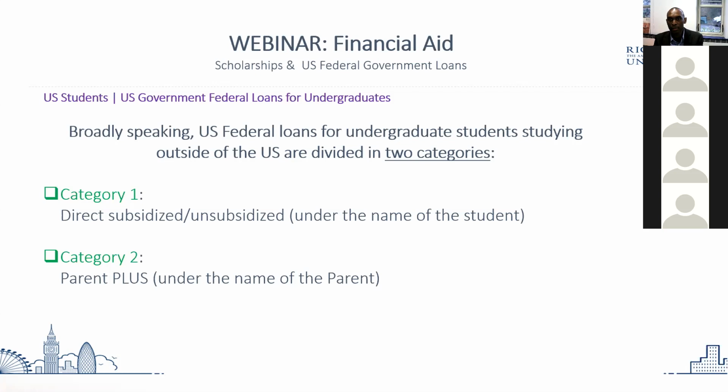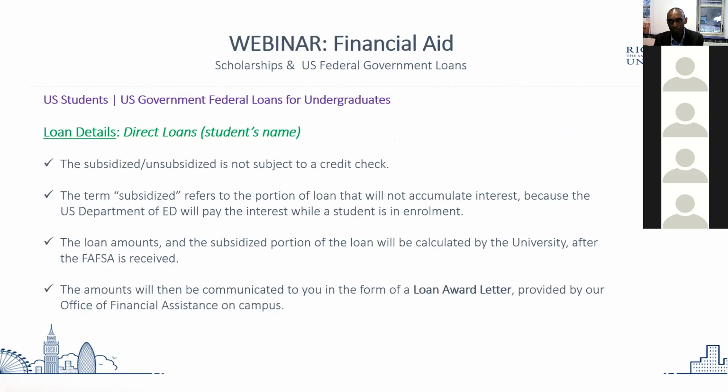But basically, any other amount you need above the subsidized, unsubsidized to cover your funding level will have to come under the Parents Plus loan. And one of the differences between the loans is that the subsidized, unsubsidized direct loan will be under the name of the student. So the subsidized, unsubsidized loan will be under your name. And then the Parents Plus is under the name of your parent.